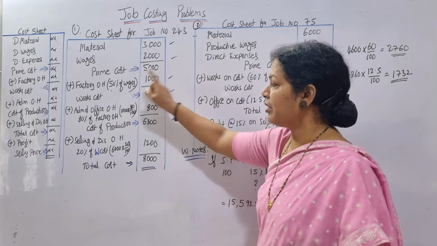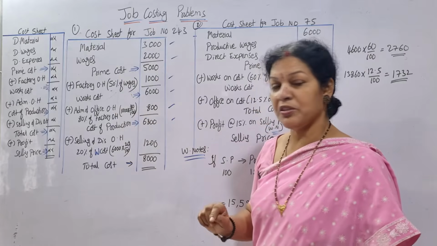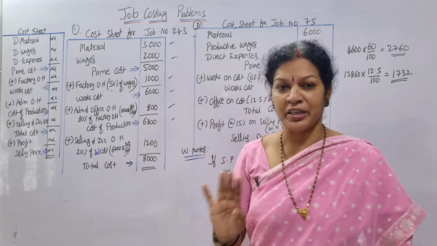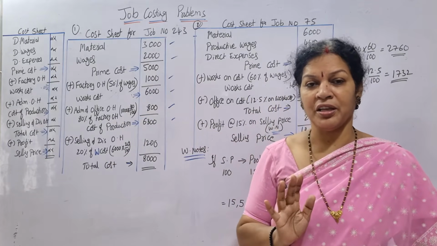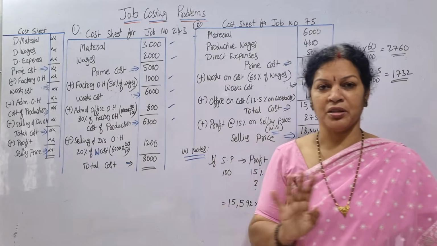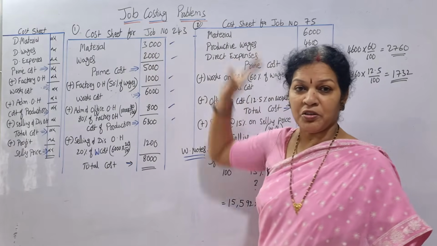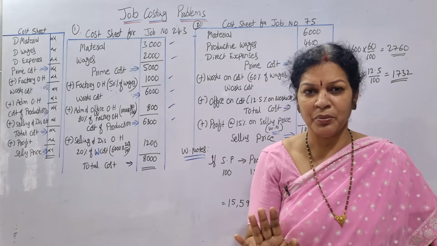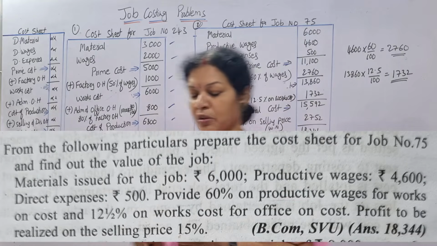Only the thing is they did not give directly the factory overheads, office and administrative overheads, and selling and distribution overheads. These three items they did not give, but they told you to take some percentage on a particular item. That we have taken, and as per the pro forma we have prepared it. That's all. This is the job cost sheet of this job number, prepared only for a particular job. Am I clear on this problem? Yes. Next, second problem.